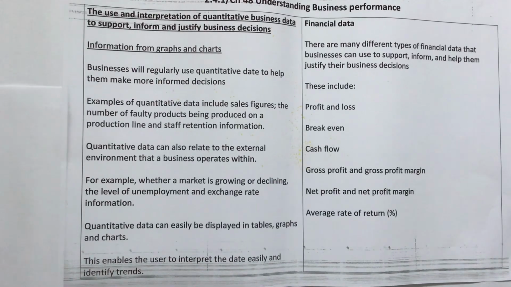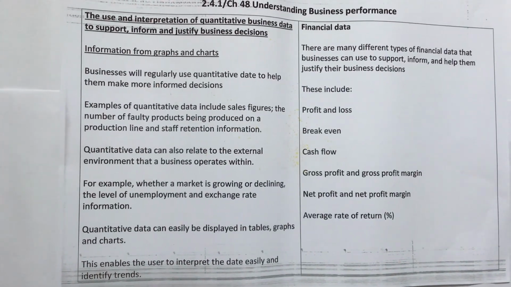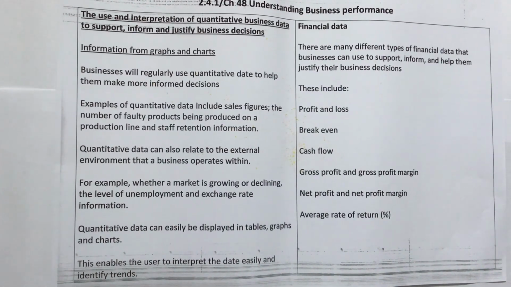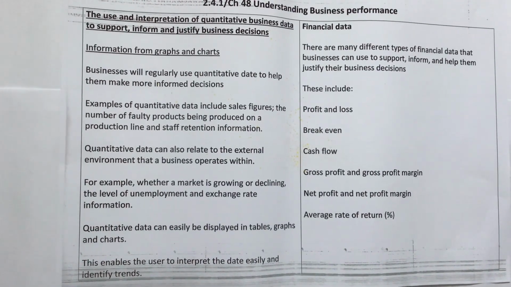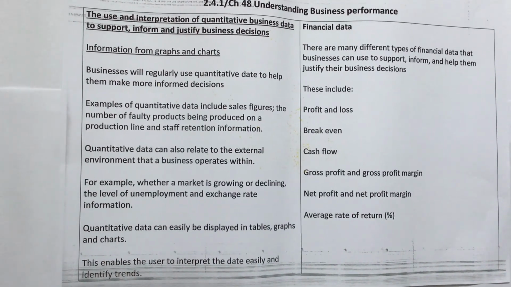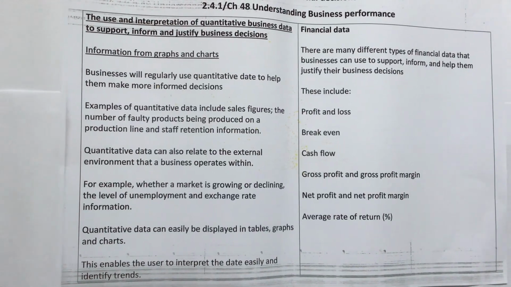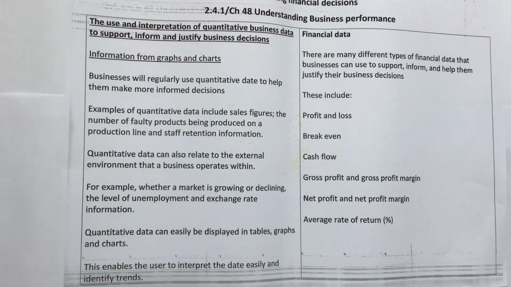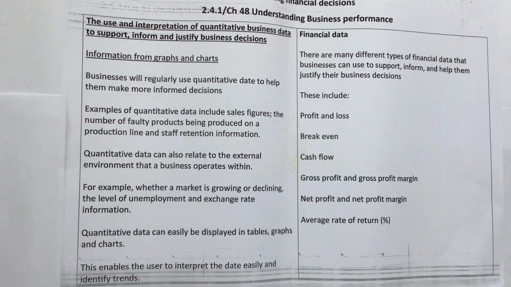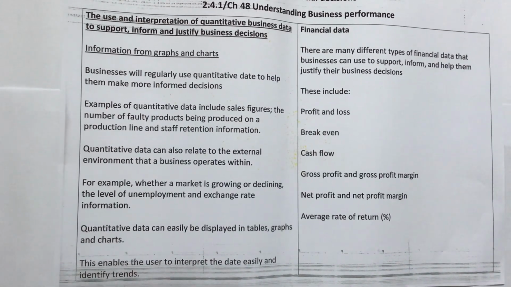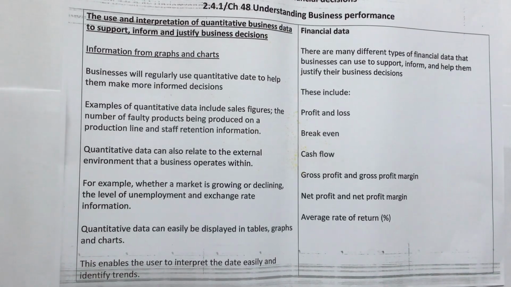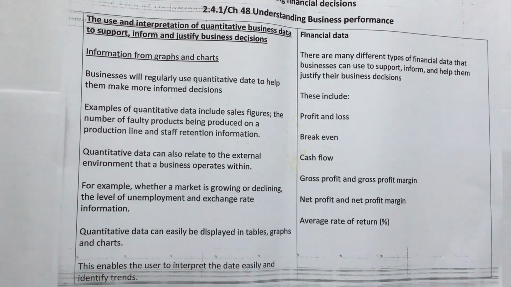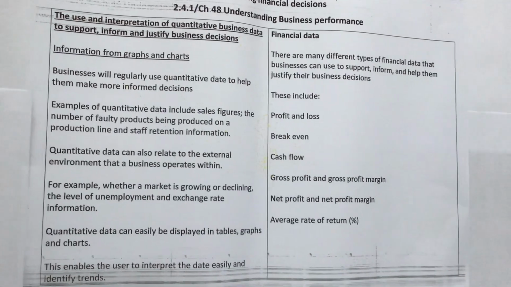Examples of quantitative data include sales figures, the number of faulty products being produced on a production line, and staff retention information. Quantitative data can also relate to the external environment that a business operates within. For example, whether a market is growing or declining, the level of unemployment and exchange rate information. Quantitative data can easily be displayed in tables, graphs, and charts. This enables the user to interpret the data easily and identify trends.